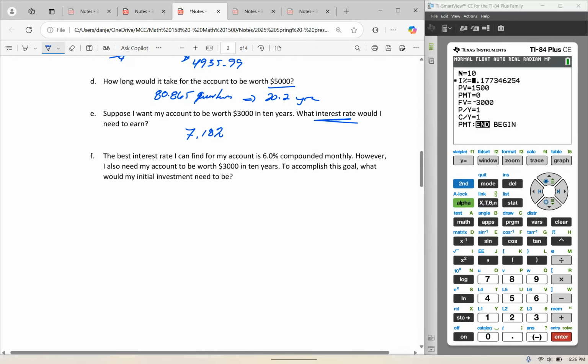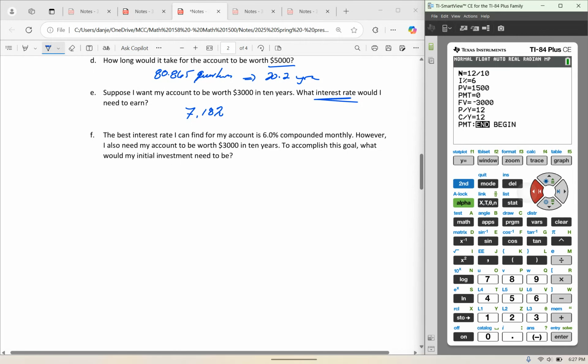However, I need my account to be worth $3,000 in 10 years. Whoops, times 10. So that's 12 months times 10 years is 120 months. To accomplish this goal, what would my initial investment have had to have been? So alpha solve on the present value, I would have needed to invest $1,648.90. If I did that at 6% interest compounded monthly, my investment will be worth $3,000 in 10 years.